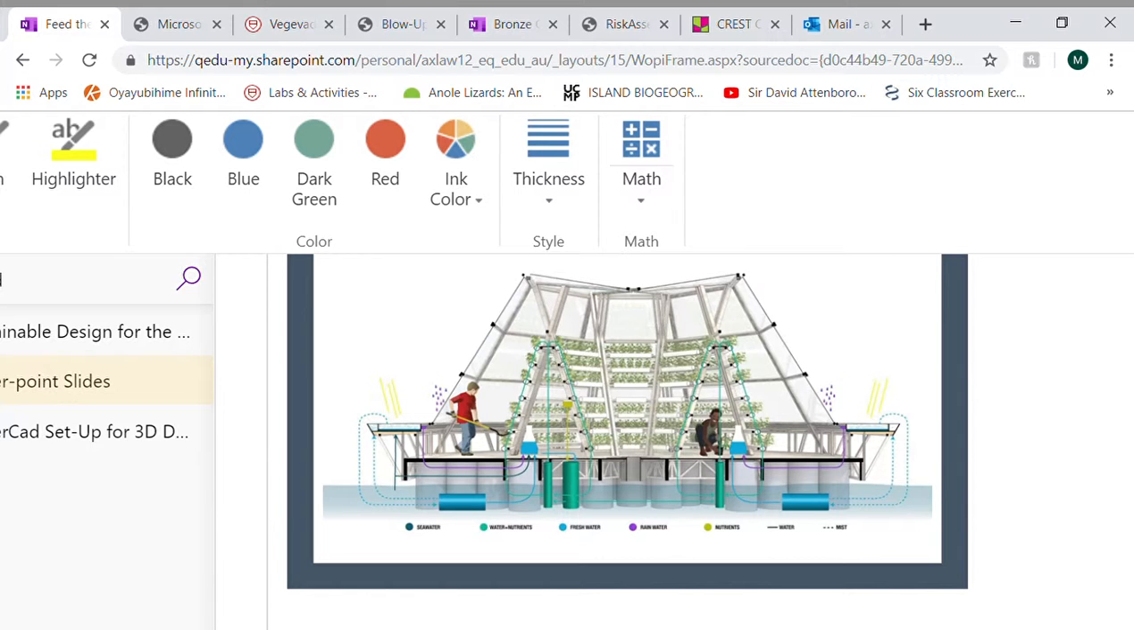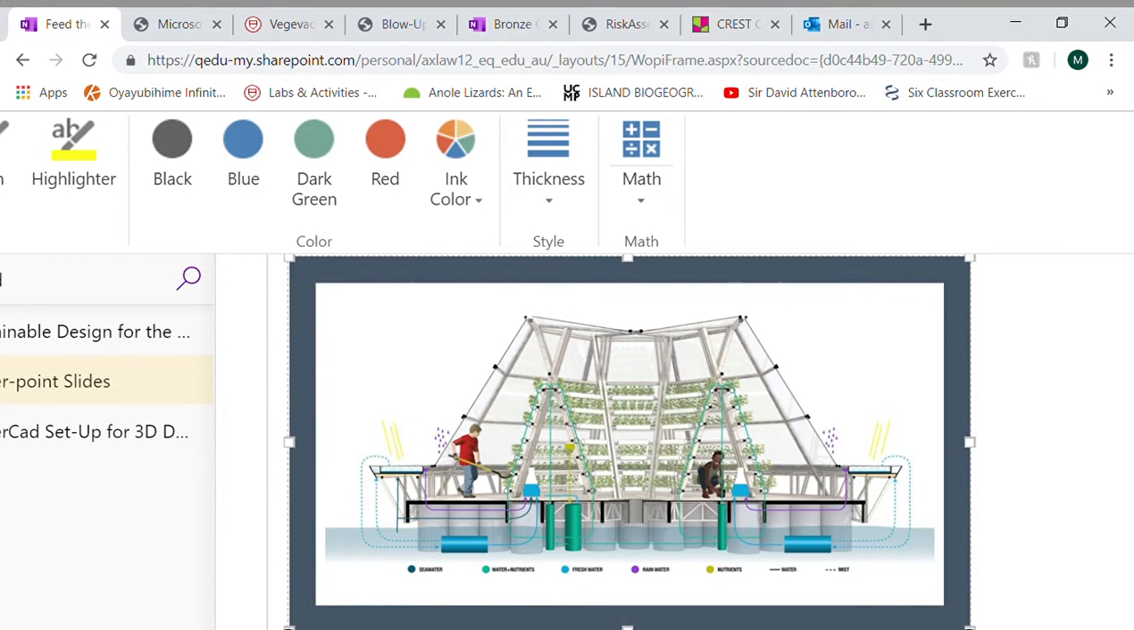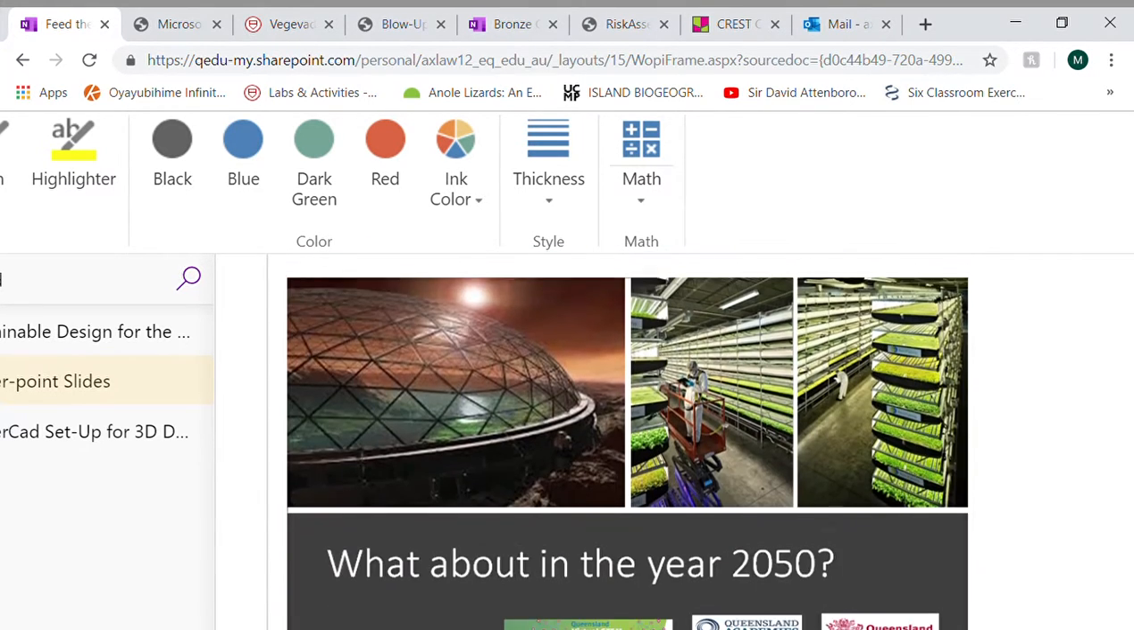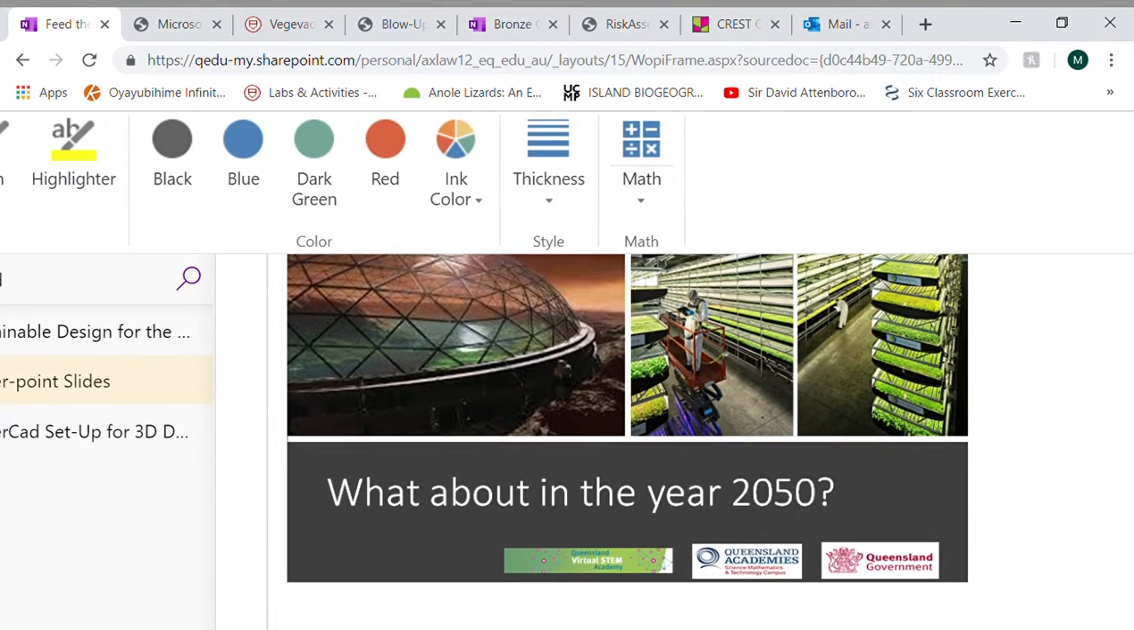So there's a few things to look at in that diagram. Have a look through and see if you can identify the different parts and the different areas of the diagram. And then we asked, what about in the year 2050?